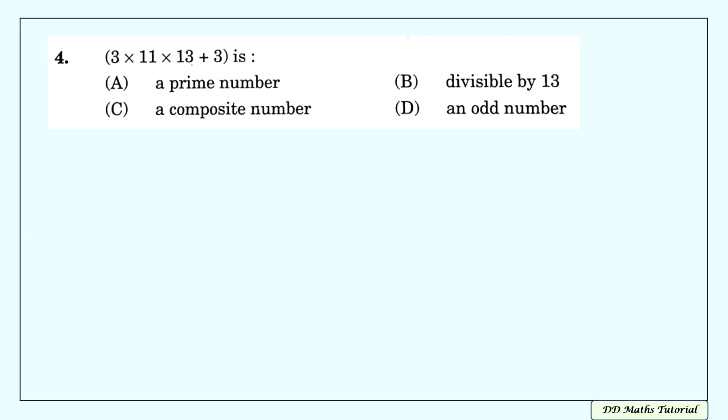Fourth question. 3 into 11 into 13 plus 3 is what type of number? So we have done it as a 2-mark question. Here it is asked in 1 mark. So we will be taking 3 in common, which is going to be 11 into 13 plus 1. So which is going to give you 3 into 143 plus 1, 3 into 144. So it has more than 2 factors, therefore it is a composite number.